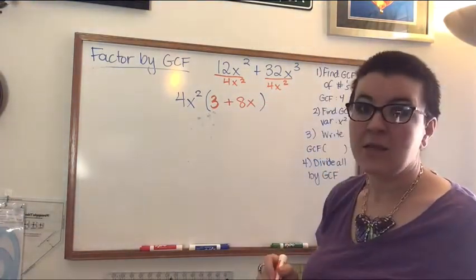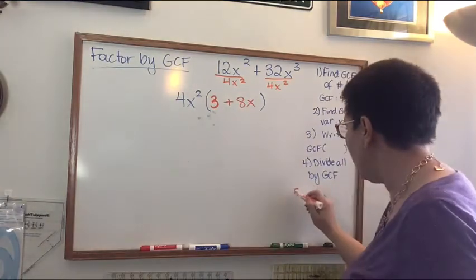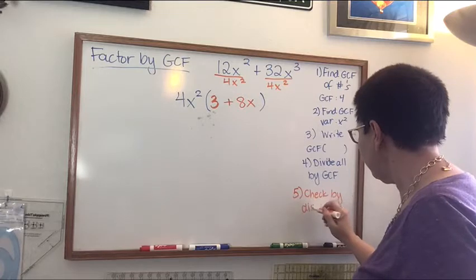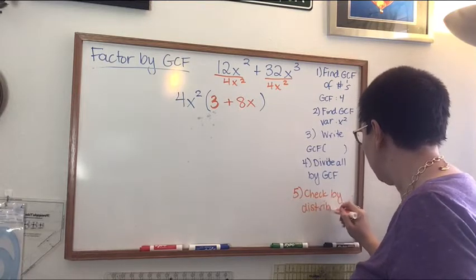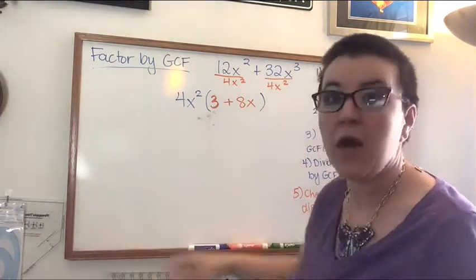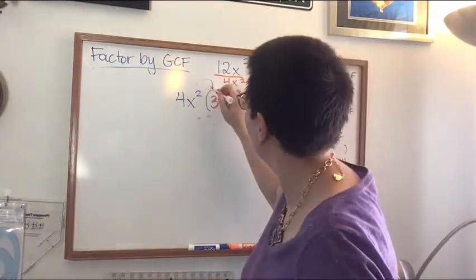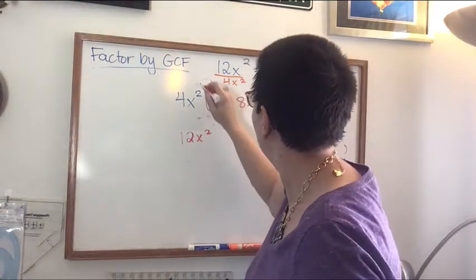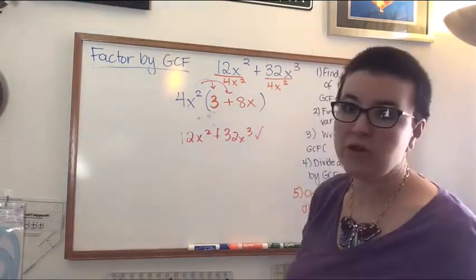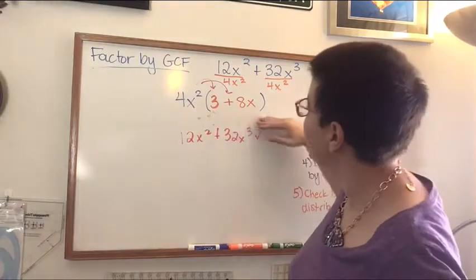Now, if you want to check, and this is optional, you can check by distribution. All right, so if I was like, well, I don't know if I got the right answer or not, I could multiply it back out to make sure it matches the original. But you don't need to do that. This is the answer.